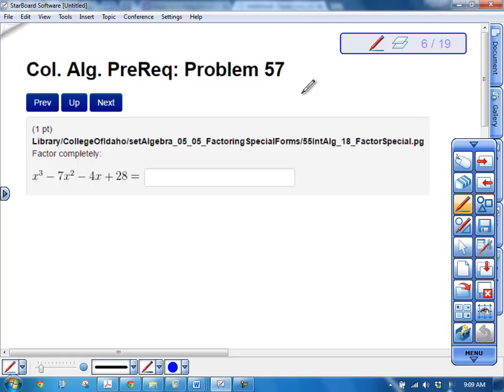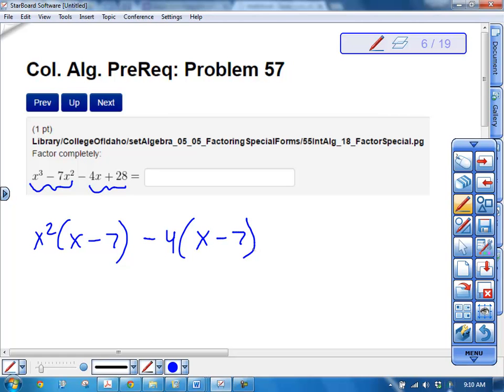Okay, that's another one that says factor completely. So we're going to try to do factor by grouping. Since we have 4 terms, we have a cubic function. That's the only thing we know how to do. So if I pull out an x squared, that'd be x minus 7. If I pull out a negative 4 from these two terms, I'll have left over x minus 7. So then I can pull out the x minus 7, and I'll have left over x squared minus 4. So that's what they're looking for here, x minus 7 times x squared minus 4.